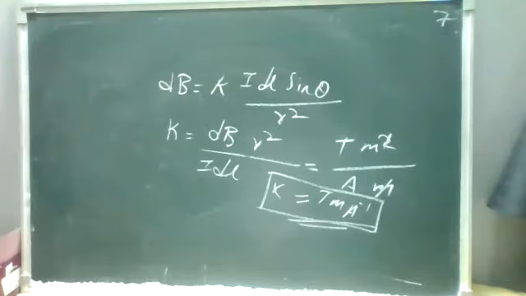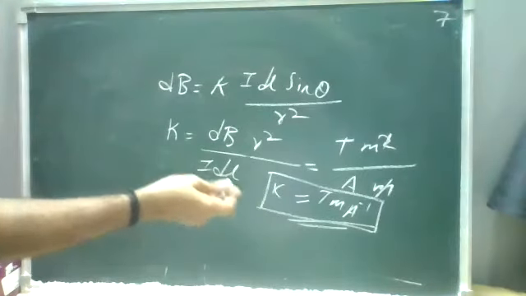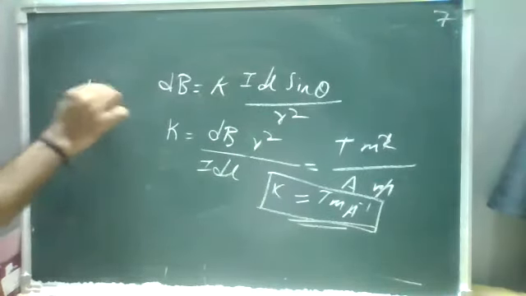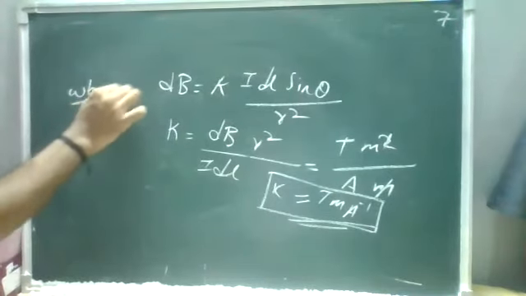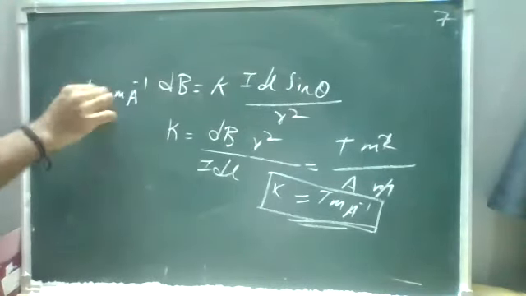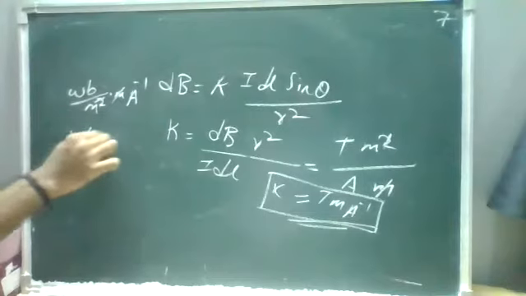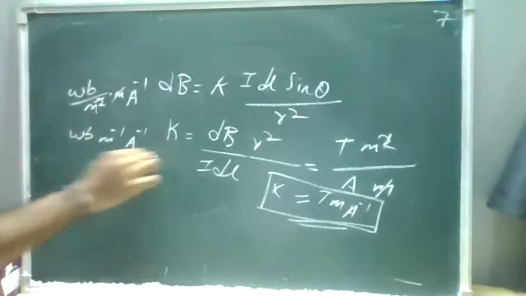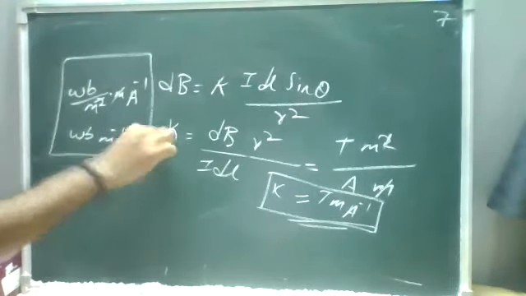So the unit is related to a magnetic field. So T m A inverse. Or I can write it as, we know that Tesla is nothing but Weber per meter square, into meter ampere inverse. So meter square and meter will be cancelled. So Weber meter inverse A inverse is the unit for K.